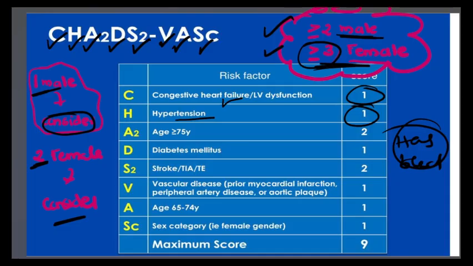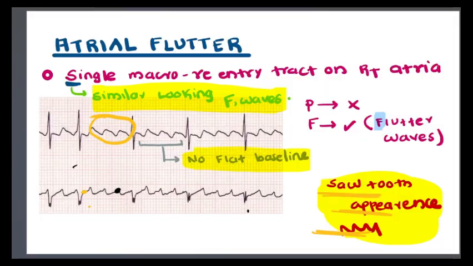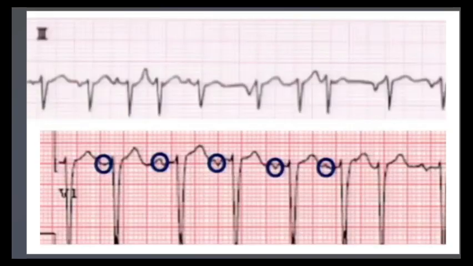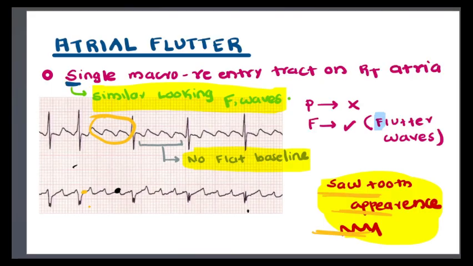Okay, then that's it. We have finished the topic atrial fibrillation and flutter. Remember, if there is atrial flutter and they ask you the treatment, it's going to be beta blocker and anticoagulation to prevent a stroke. And one more thing.